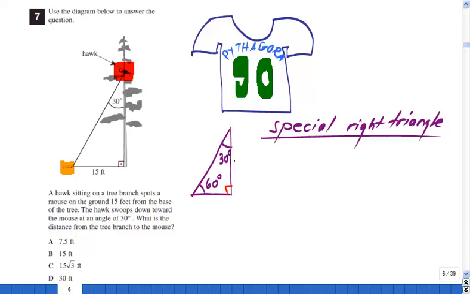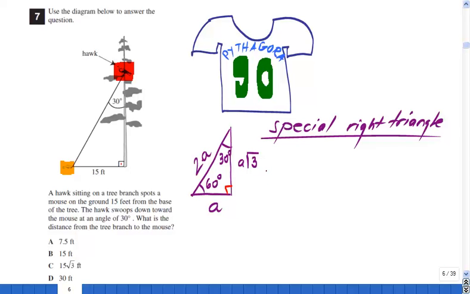Okay? In a special right triangle, if I know that this side here is A, and I'm talking about the shorter leg, the side that opposes the 30-degree angle, that automatically will tell me that the longest side, which is your hypotenuse, will be double of that, will be 2 times A. And I will also know that this side here will be A square root 3.